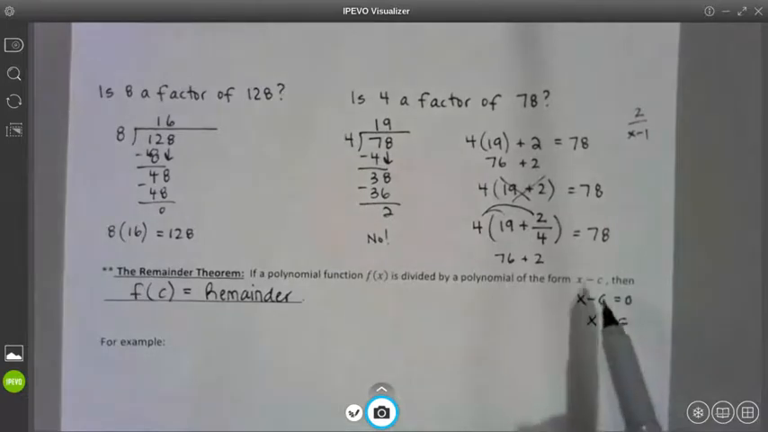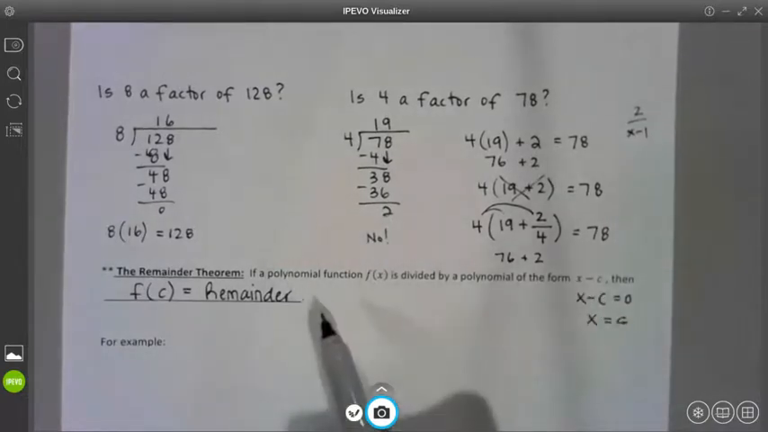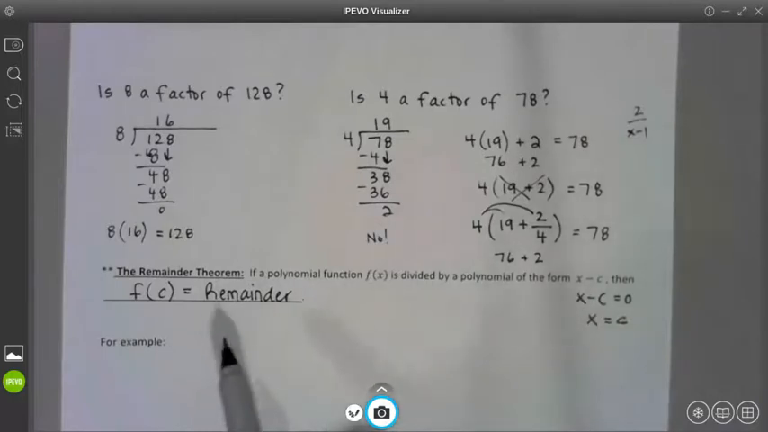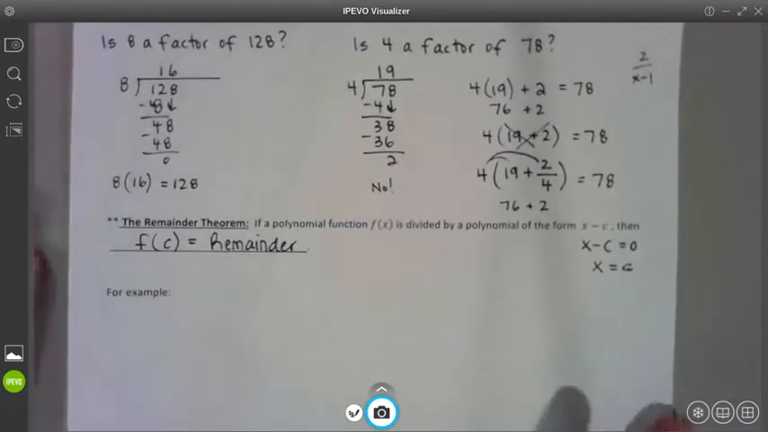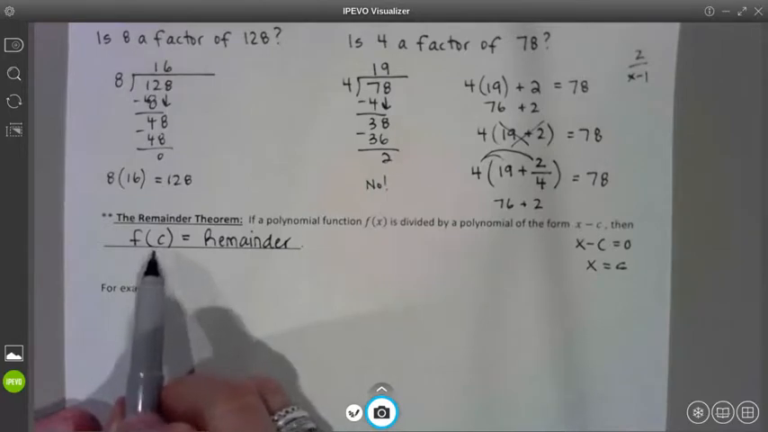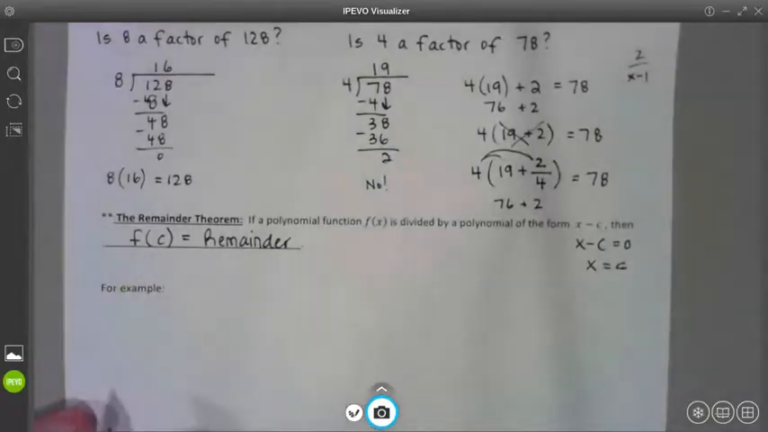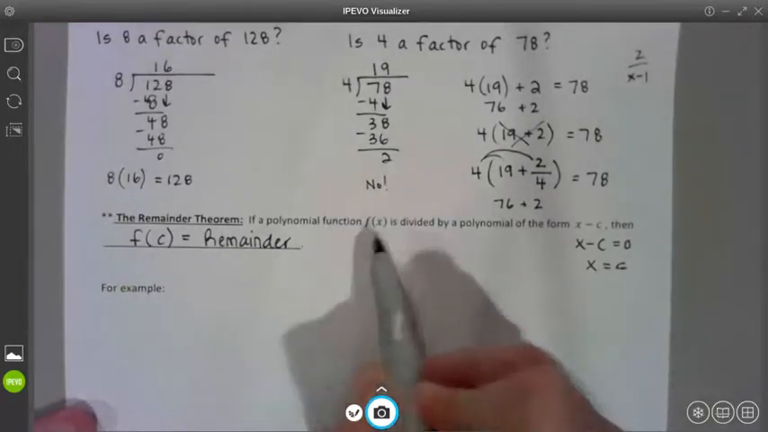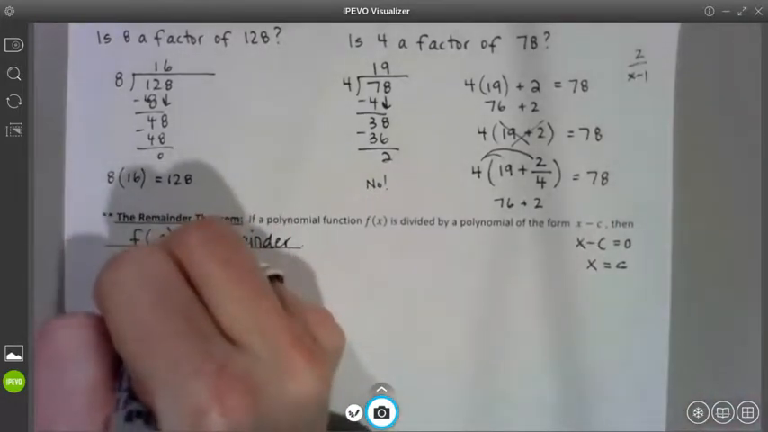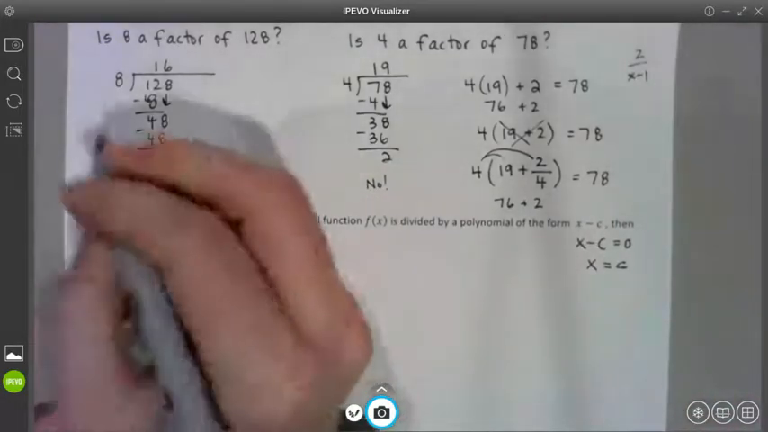So instead of having to divide this into the polynomial to see what the remainder is, you can just take this magic number, plug it into the function, and see what number comes out. Okay, well, why does the remainder theorem work? Well, look at what it's saying. It's saying that when you plug this magic c number in, the remainder will come out. And that's going to happen when you take f of x and divide it by something of this form, x minus c.